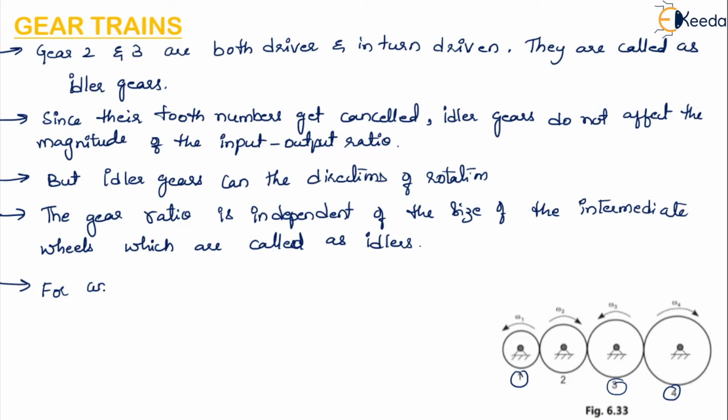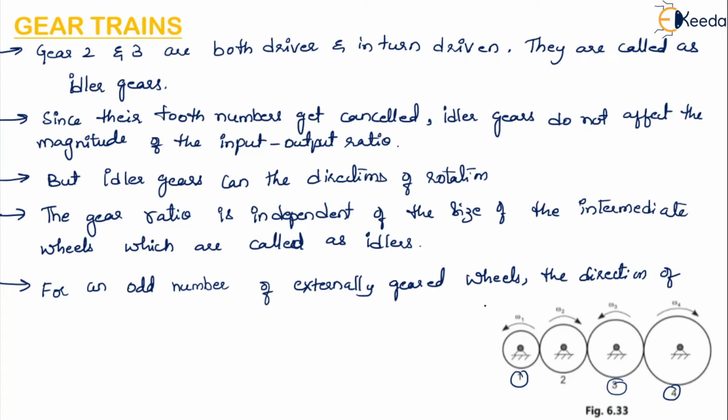So for an odd number of externally geared wheels, it must not be internally geared, it must be externally geared wheels, the direction of rotation of the last wheel is the same as the first wheel.